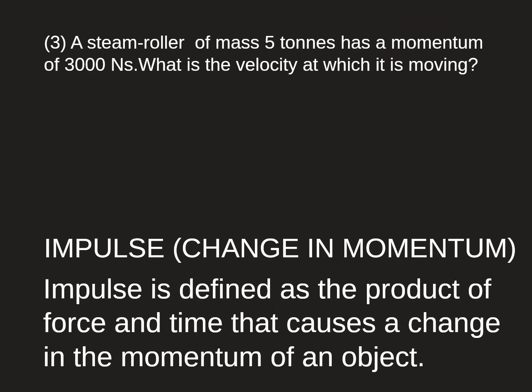We have another question here. It says a steamroller of mass 5 tons has a momentum of 3,000 Newton seconds. What is the velocity at which it is moving? The mass is 5 tons, which is going to be how many kilograms? By multiplying it by 1,000, you have 5,000 kilograms.